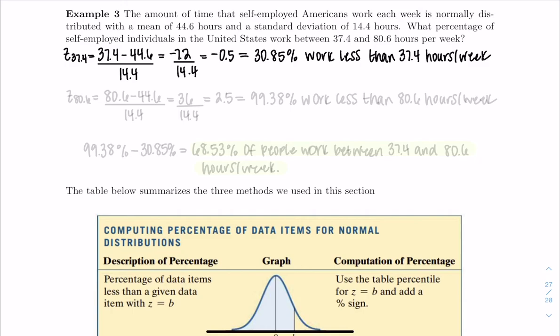We want to do the same thing for 80.6. So we take 80.6 and subtract 44.6 and divide by 14.4. This gives me 36 over 14.4, or we get 2.5. And then on the table, that gives me 99.38% who work less than 80.6 hours a week.